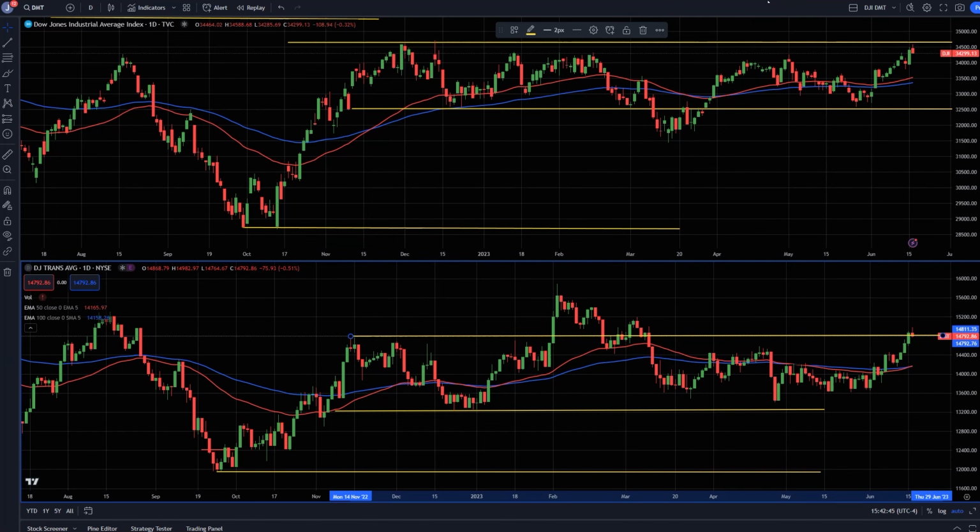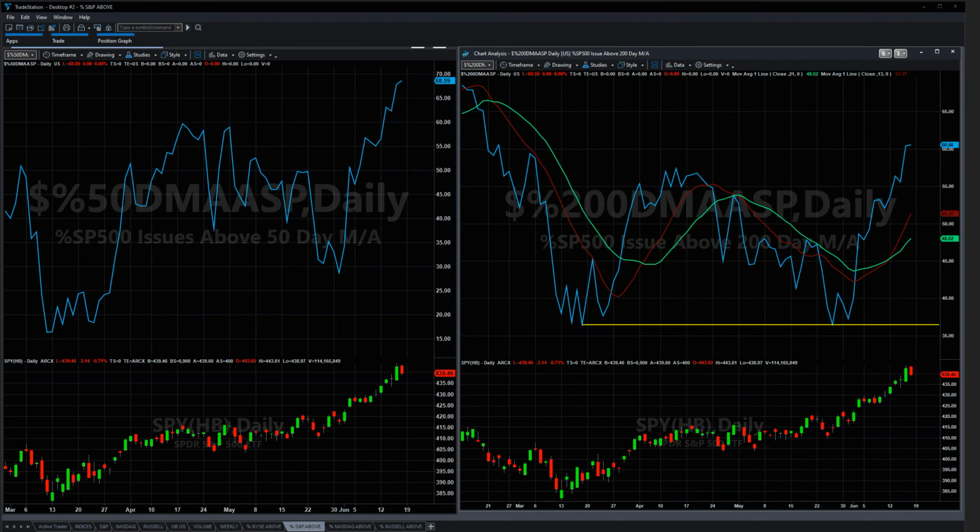So really no real help in terms of those divergences, but the Spiders and the Qs are breaking out. They want to go higher. The IWM is not. Breadth is not confirming the move. Volume, I would say, is really not doing very well in terms of increasing to support price, but we do have a slight increase.